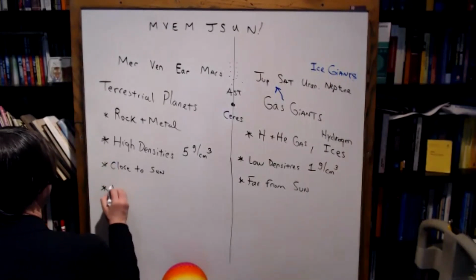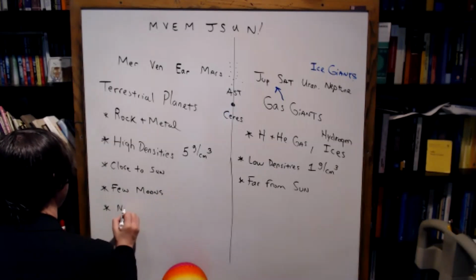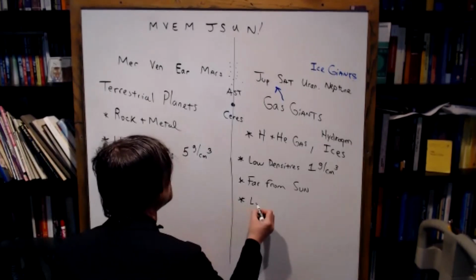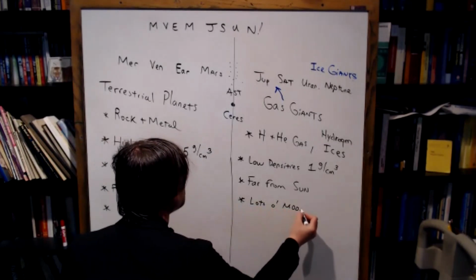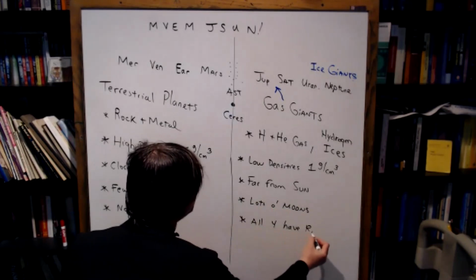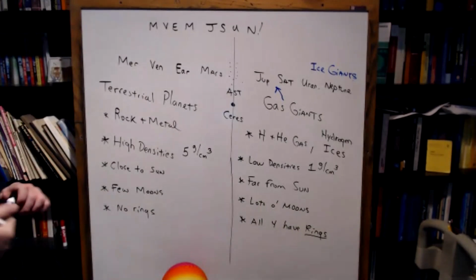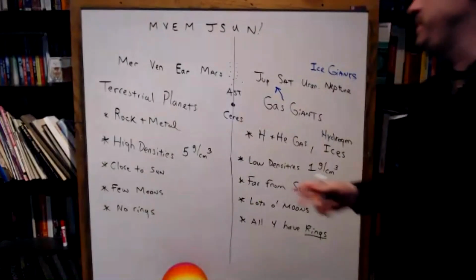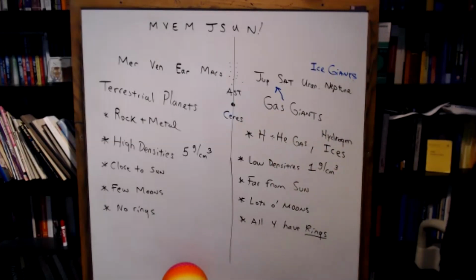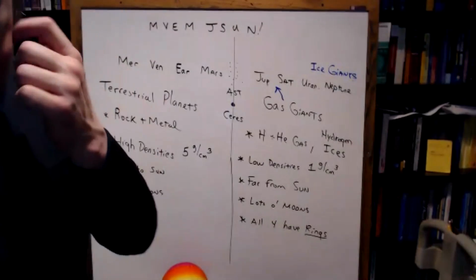So terrestrial planets have few moons and no rings, whereas gas giants have lots of moons, and all four have rings. Rings are a natural occurrence in the outer solar system. And the list honestly goes on and on, but I'd say probably two of the bigger ones are rocks and metals versus gas, and high density versus low density. Those are the two most simple criteria to determine whether you're talking about a terrestrial or a Jovian planet.